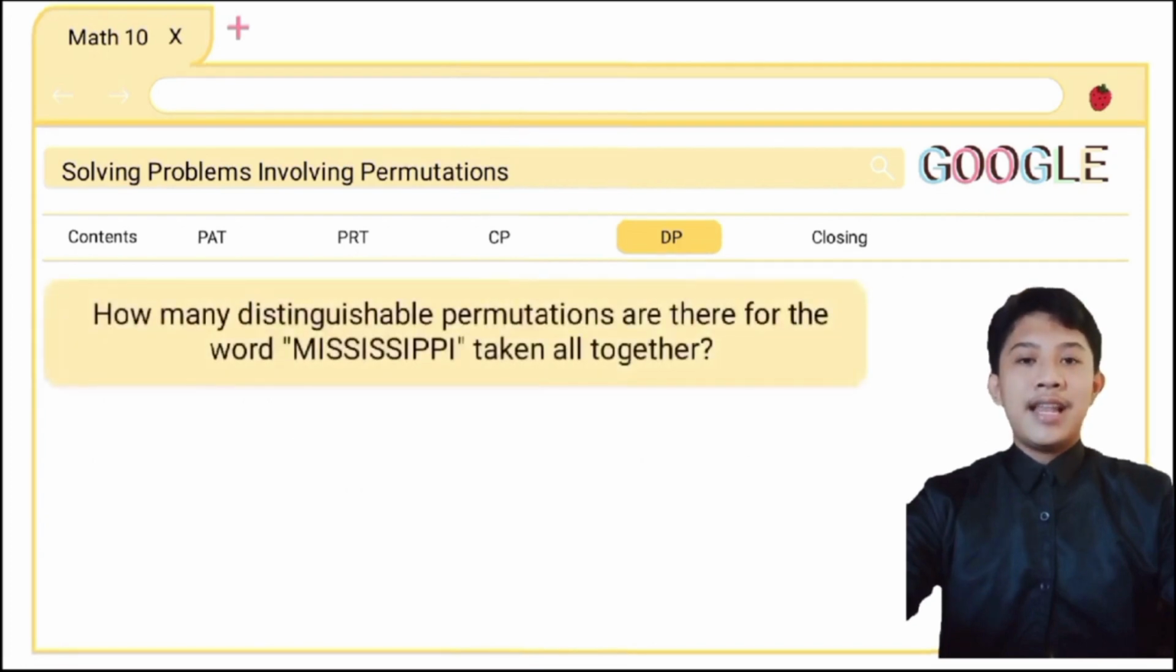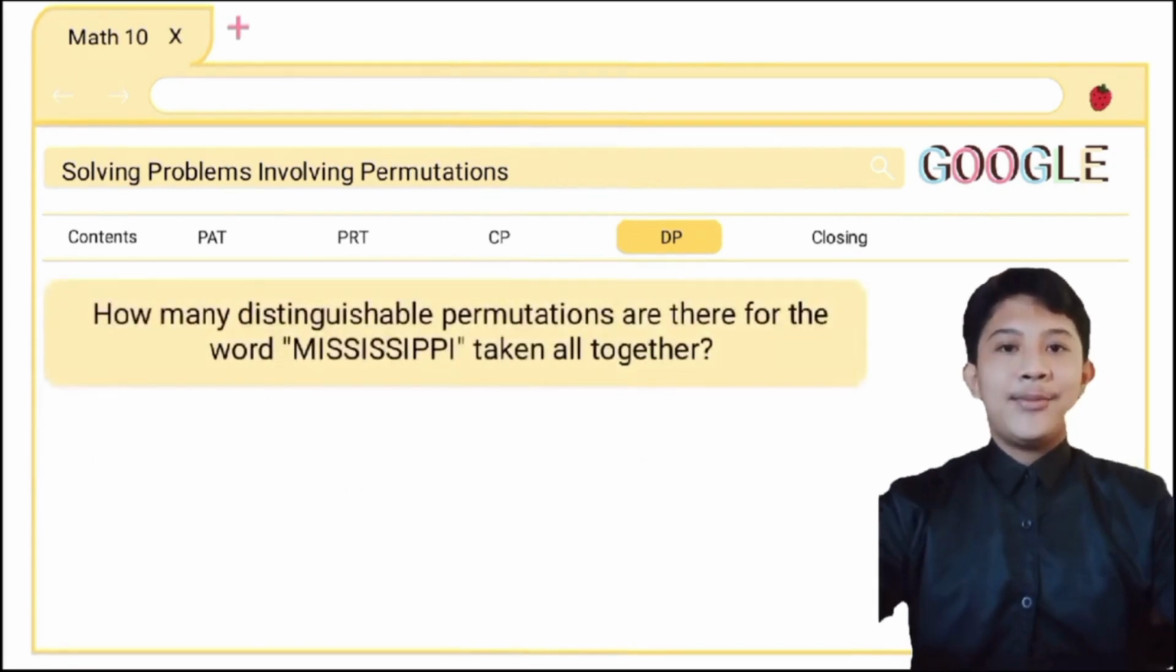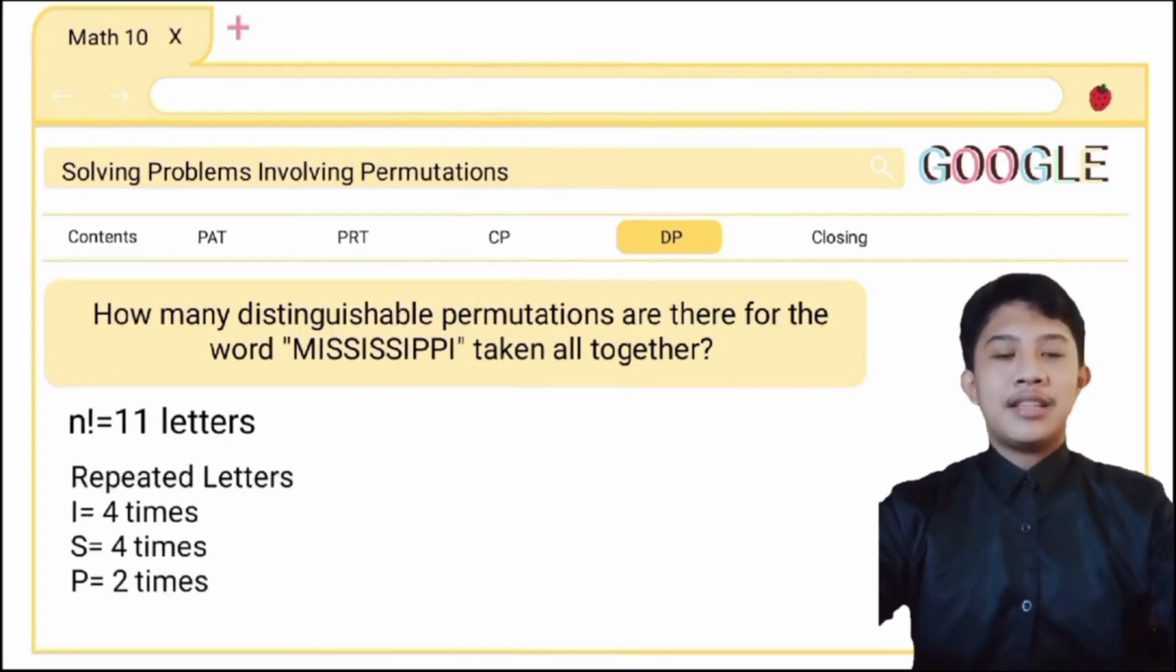You didn't get it? Let's have an example. How many distinguishable permutations for the word Mississippi taken all together? In the word Mississippi, we have 11 letters. Therefore, our n factorial will be 11 factorial. And there are letters that are repeated. Those letters are I repeated 4 times, S repeated 4 times, and P repeated 2 times.